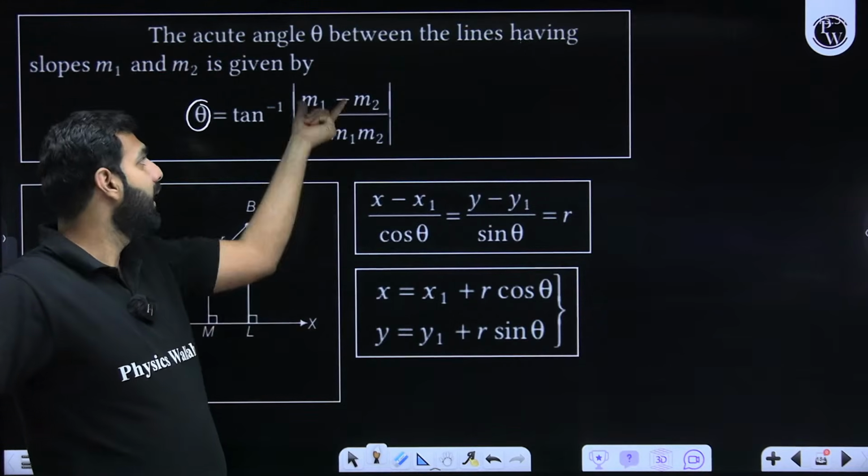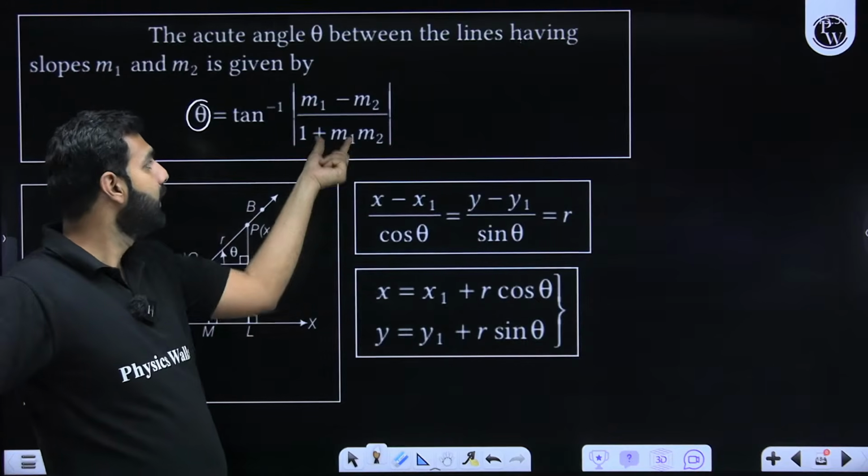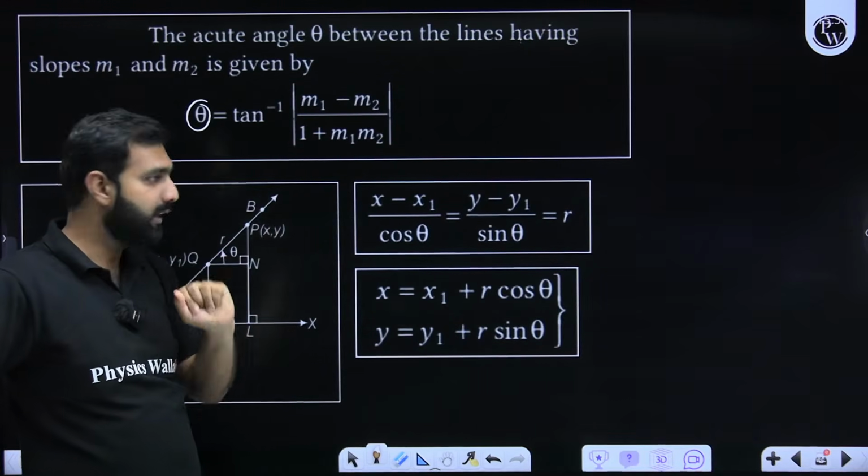If lines are parallel, m1 will be equal to m2. If lines are perpendicular, m1 times m2 will be minus 1. Do you remember that? Here.